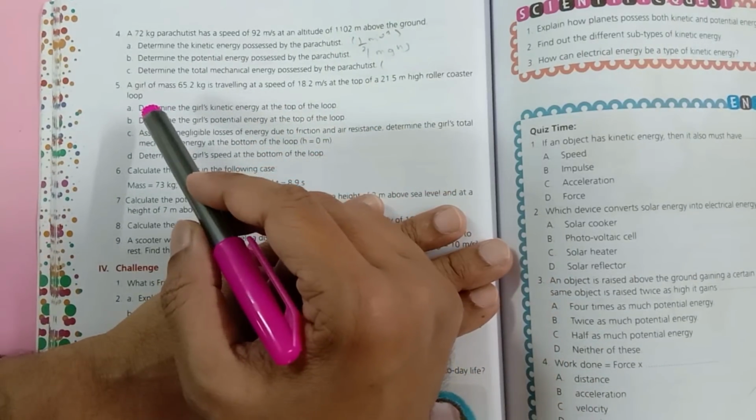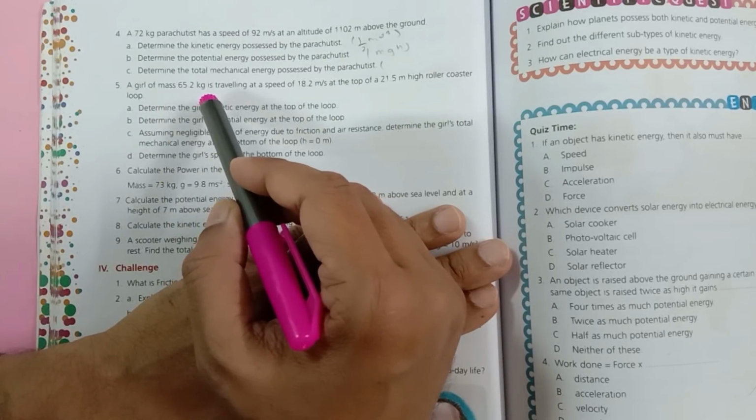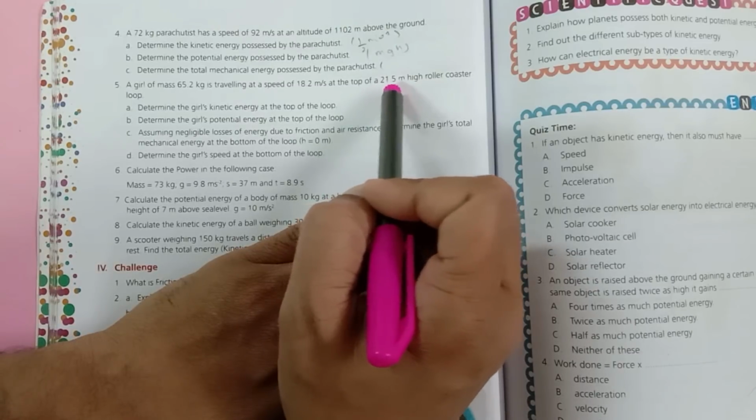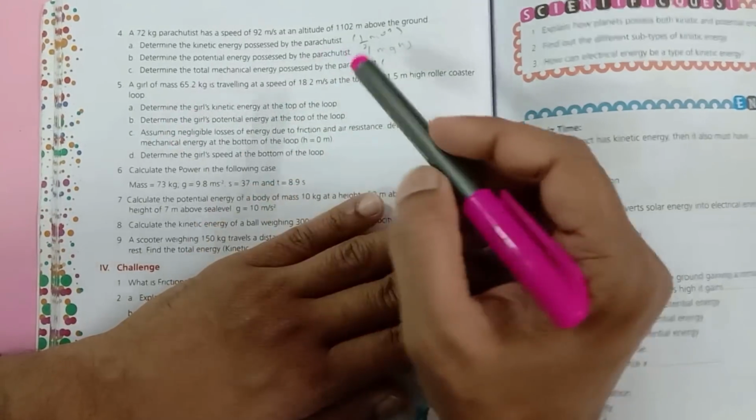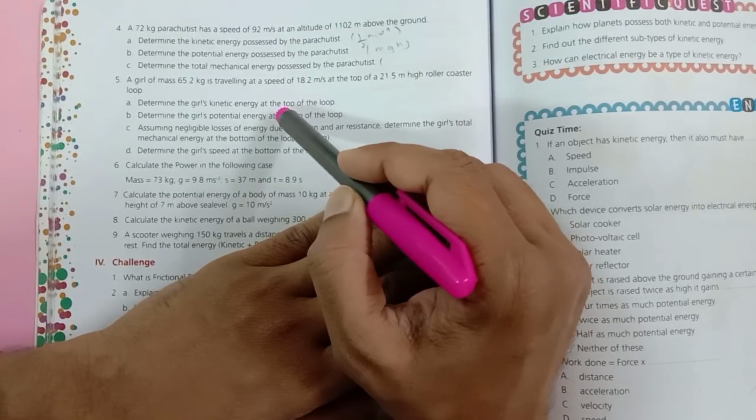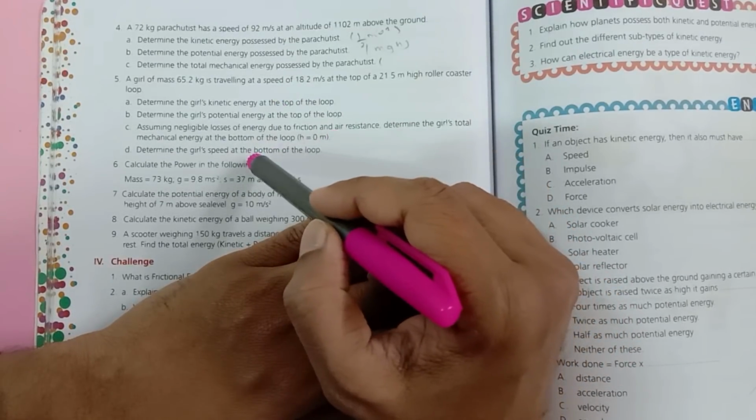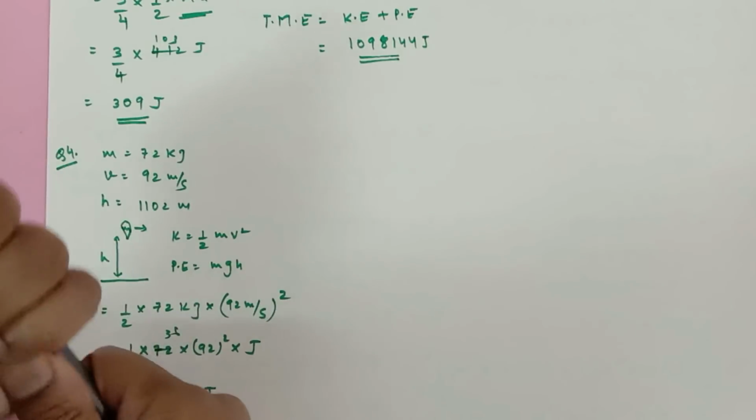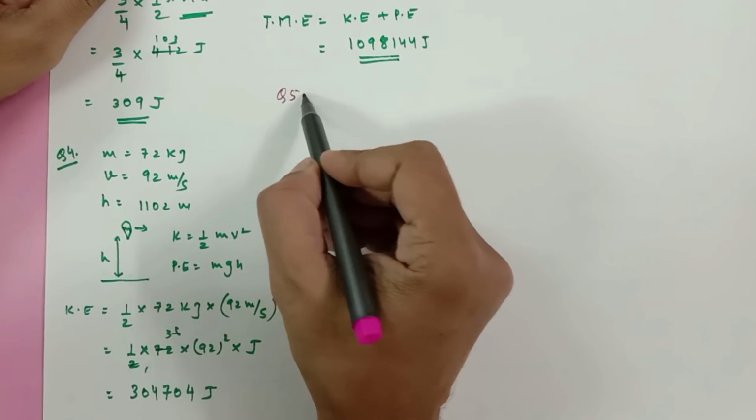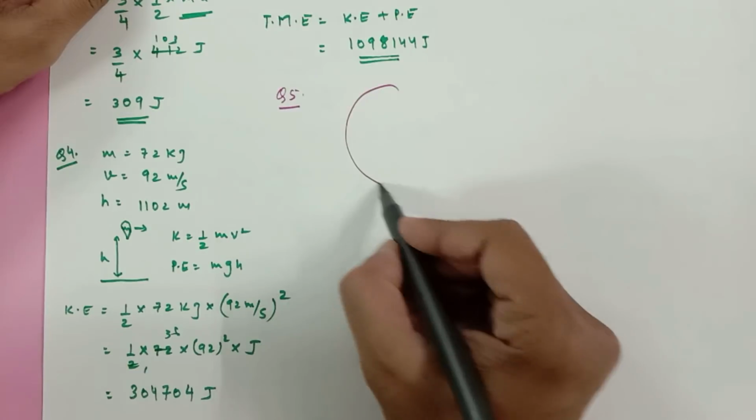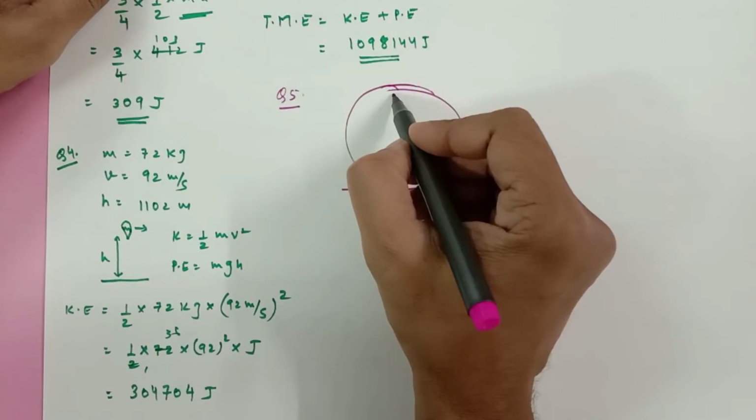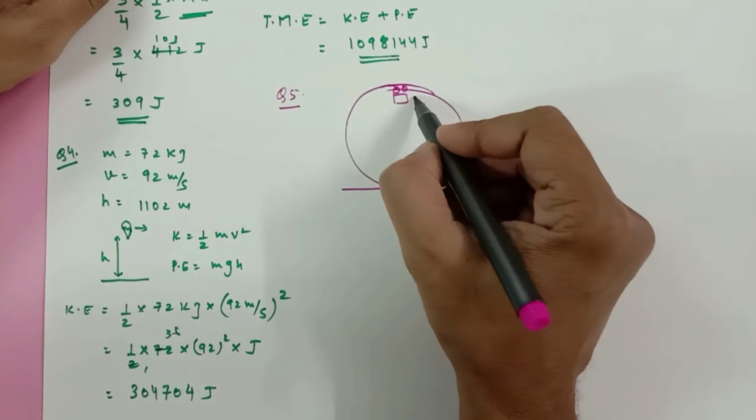In the next question, question number 5, a girl of mass 65.2 kilogram is traveling with this speed and at a height of 21.5 meter in a roller coaster. We are supposed to find the kinetic energy, potential energy, mechanical energy, and speed at the bottom. So one by one, let's solve these questions. This question requires a diagram. This is question number 5, and assume a roller coaster like this, and let us draw a toy car which is moving like this.